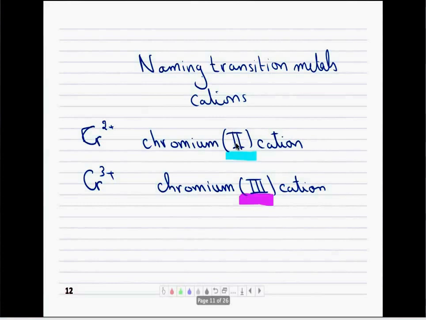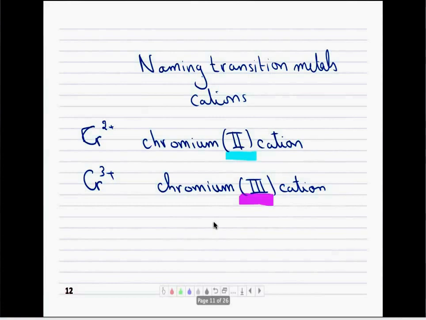Okay? And this is the case all the time. This is how we understand each other, which cobalt I'm talking about, which chromium I'm talking about. So whenever you're naming the transition metal cations, you're going to represent the charge between 2 parentheses. Okay, and it must be in Roman numerals.